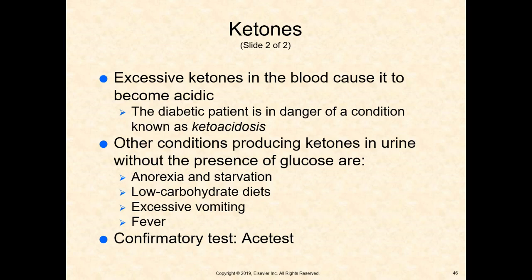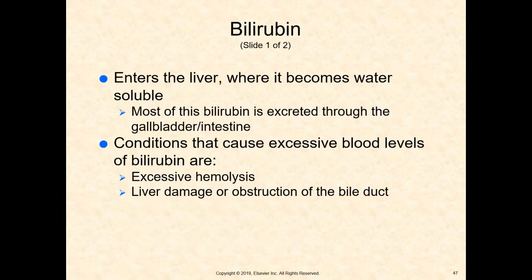Again, we have the other things that we may see this in: ketones without glucose, anorexia and starvation, low-carb diets, hence the keto diet, excess vomiting, and fever. A confirmatory test that we can do is called the acid test, which involves a little tablet that we add urine to.